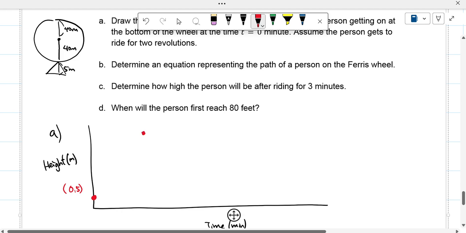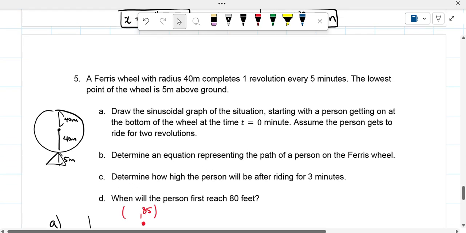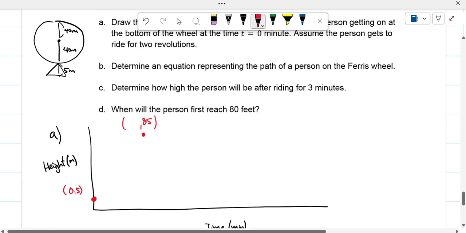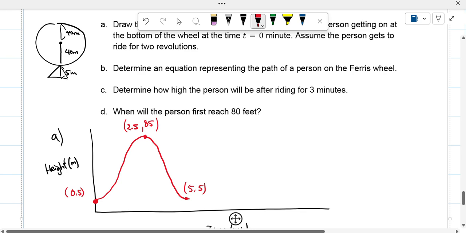So let's say we reach that point, 85 meters here, or sorry, height is 85. I don't know the time that we reach that point yet, but I do know that because it takes 5 minutes to complete one revolution, I'm going to go down to 5 meters of height at (5, 5). So then what do you think? Well, obviously it's going to be reaching the maximum point in the middle of 0 and 5. So I think we can reach the maximum point at 2.5. Now let's continue to graph the rest of it. And it seems like the question wants me to draw at least 2 revolutions.